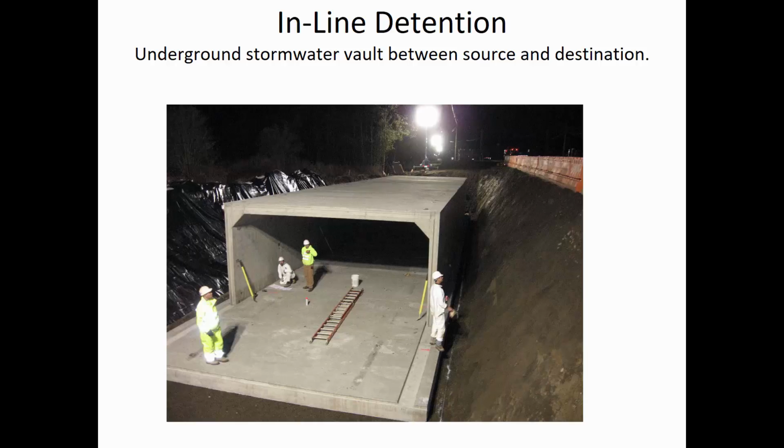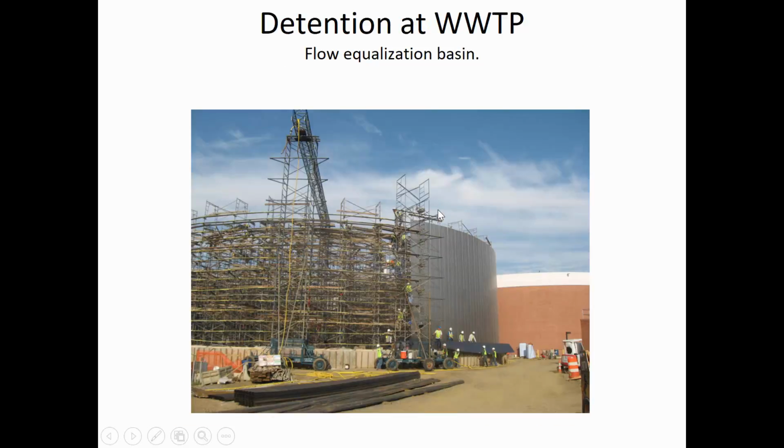Then inline detention is the theory behind that big Japanese facility that we saw the video of last week. They have that in Chicago as well, a series of vaults throughout the city that water is directed towards during heavy storm events. It's just an intermediate storage between the source and destination. And our last opportunity to equalize the flow before it has the potential to wash out a wastewater treatment plant is called a detention or flow equalization basin.